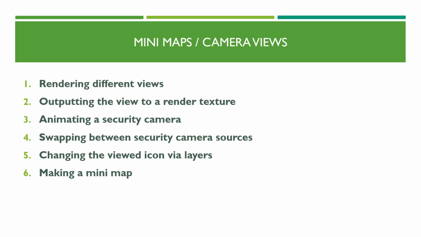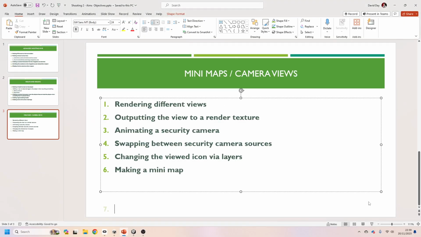We're going to look at rendering different views to potentially different screens or monitors or something that the player could see. Outputting the view to a render texture, animating a security camera type object, swapping between security camera sources, changing the viewed icons and making a mini-map. This isn't VR specific, but I'm creating it in a VR specific tutorial, but it doesn't matter. This will work no matter what you're doing. So if you want a mini-map, this will cover you.